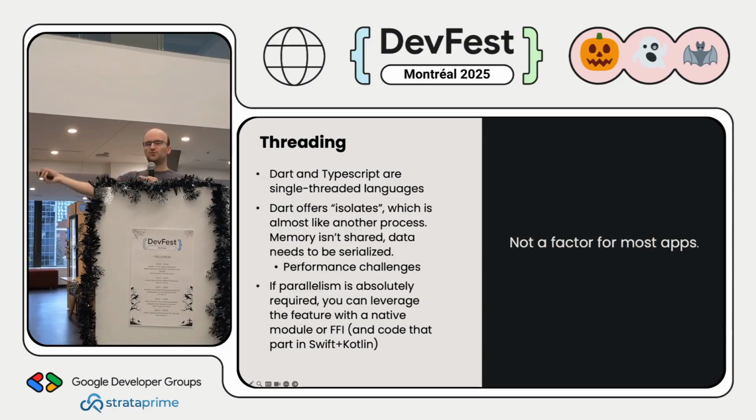Now, if you really need to go deeper into heavy parallelism with Dart, you can go with FFI, and then you can code that part directly in Kotlin or Swift, and you'll succeed there. And it's really not a factor for most apps. Like 99% of apps don't really do heavy parallelism work within their code.